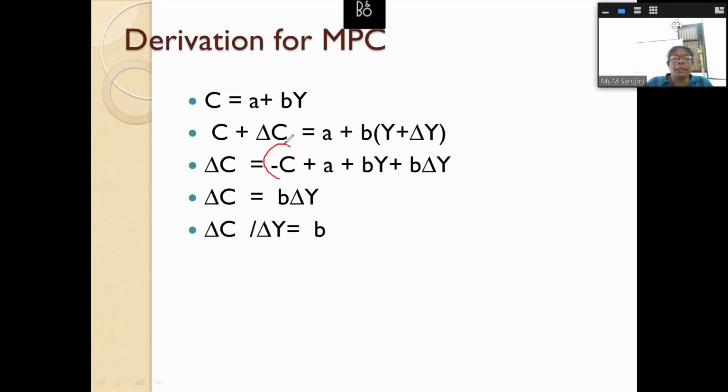Now here, this is the minus C. Again, this is C. Therefore, this C plus A plus BY is automatically removed, and the balance is delta C is equal to B delta Y, right? Once we take delta Y to the other side, that divides delta C. Therefore, delta C divided by delta Y is equal to B. That is, B is the MPC. Also, B is the slope of the consumption curve as well, right?